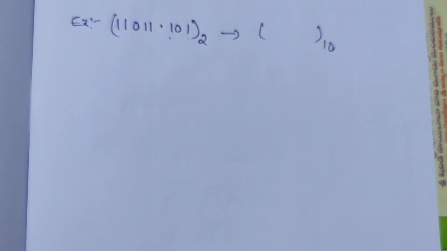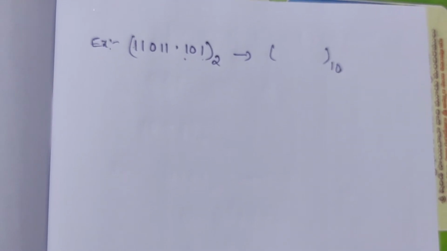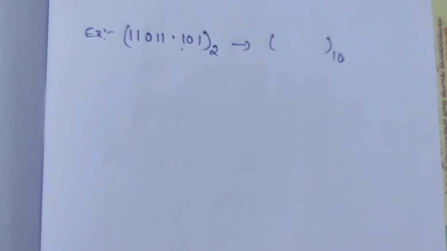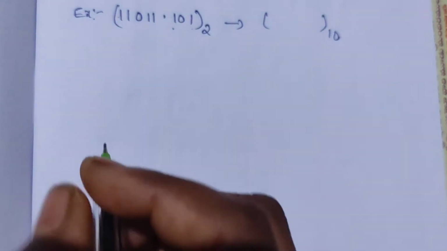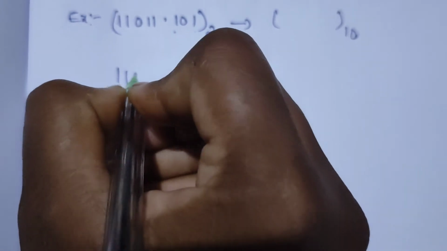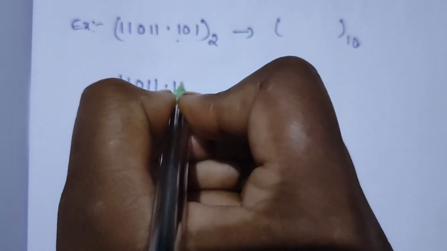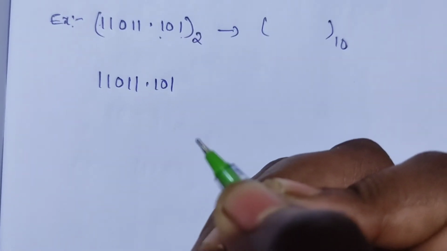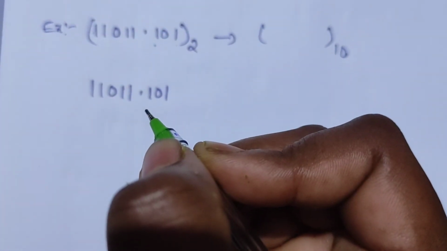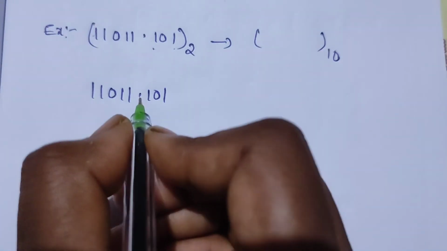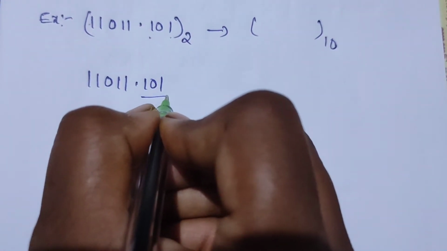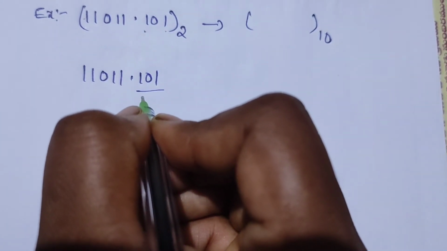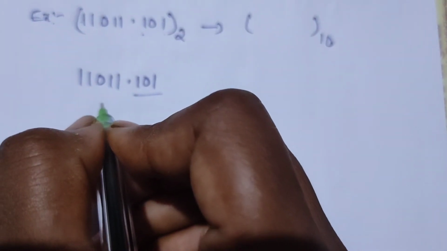Now we will see one more example of how a binary number is converted into decimal. Here the example I am taking is in terms of fractions, that means 11011.101. As in decimals we represent fractions, for binary also we can represent fractions. So how to convert this fractional part to decimal, we will see. The procedure is the same as for the non-fractional part.